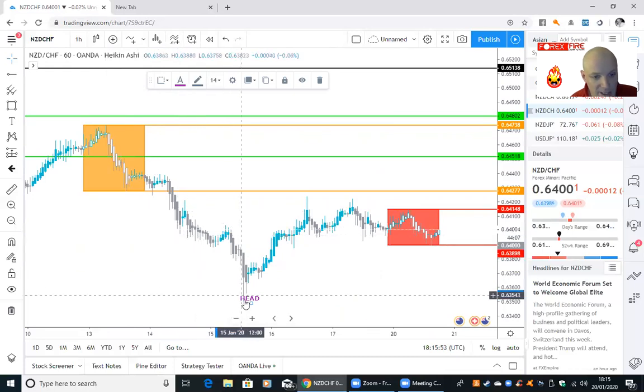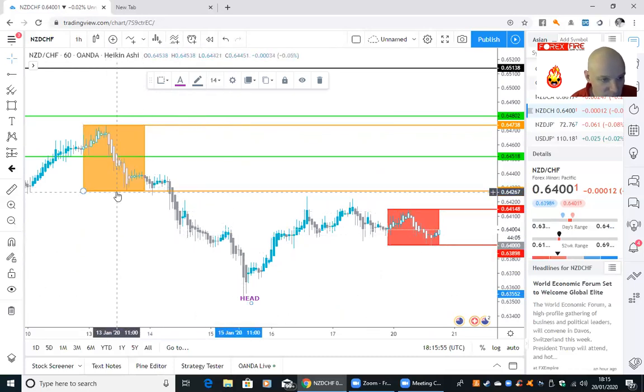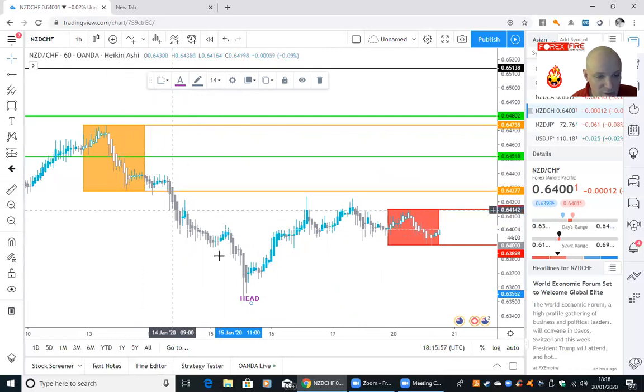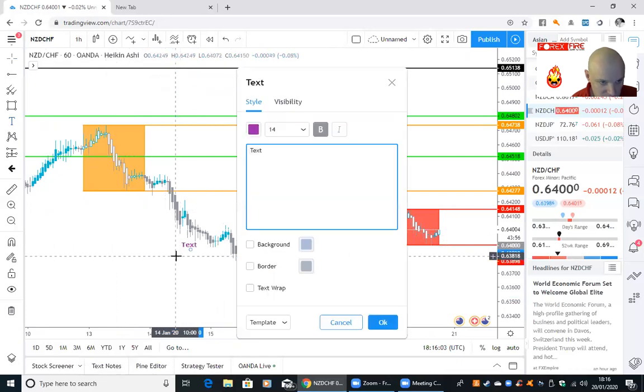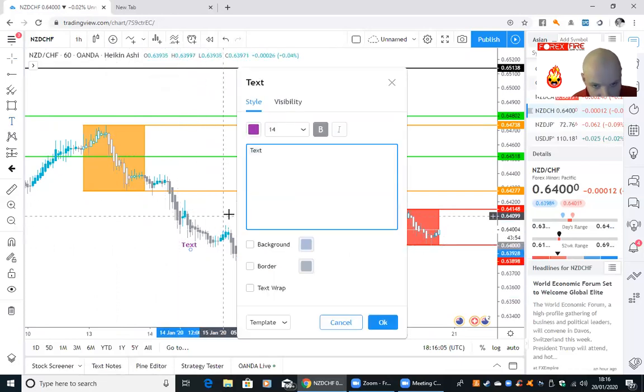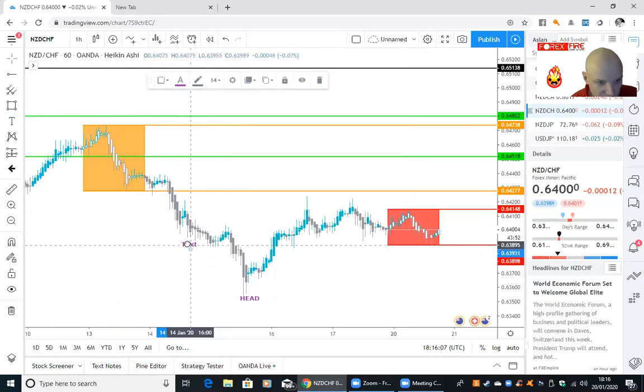However, we got a new higher high. So then that would have been the left shoulder. This would have been the head because we've moved in stages. This now becomes the left shoulder.